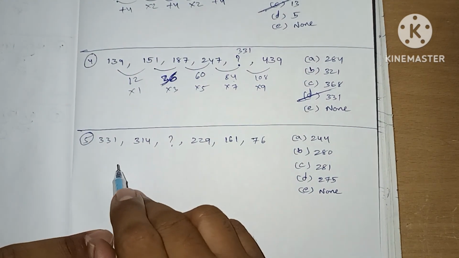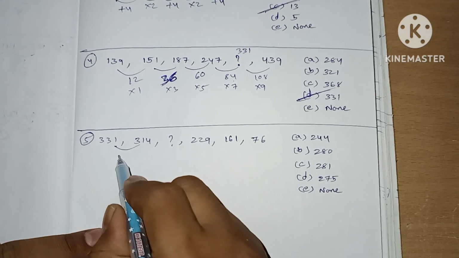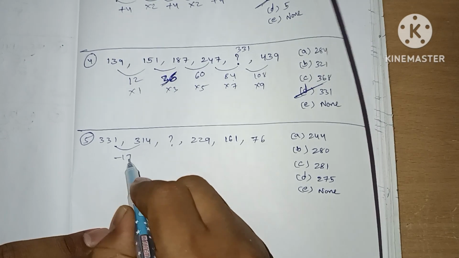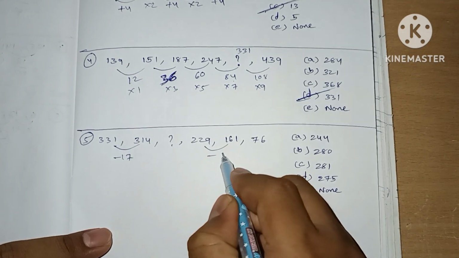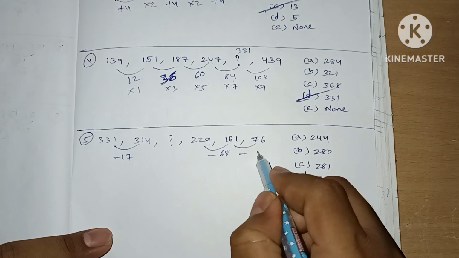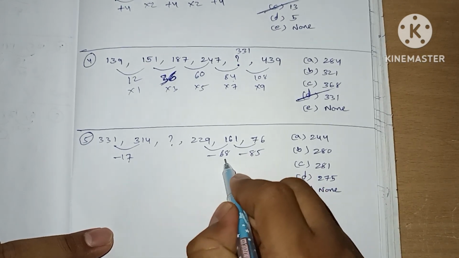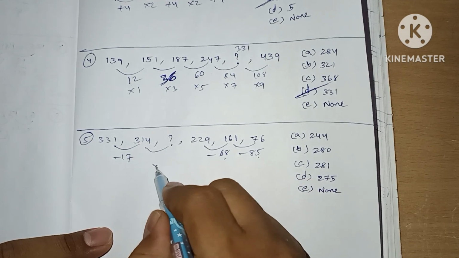Next, fifth question. Here we are going to see the differences. Here the difference is minus 17. Here the difference is minus 68. Here the difference is minus 85. So these are 17 factors. 17 1 times, 17 4 times, 17 5 times. So it must be 17 2 times.